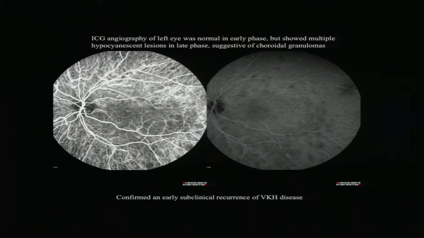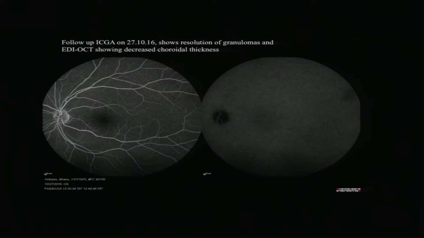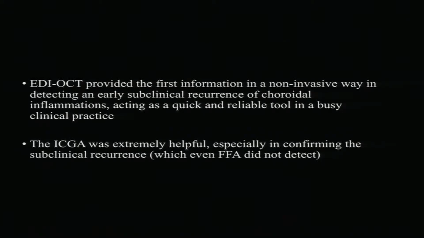So this confirmed our diagnosis of a subclinical recurrence, which we really didn't see anything on the fluorescein, and which was guided by the EDI OCT. So this was the late phase, and on the follow-up, we monitored her, and 3 weeks later, when we stepped up her immunosuppression, the ICG was repeated again, and this showed resolution of all the granulomas, which we had seen earlier. So EDI OCT here provided us the first-hand information in a non-invasive way, and the ICG helped us to confirm the diagnosis of a subclinical recurrence, which could not be confirmed on the fluorescein angiography.